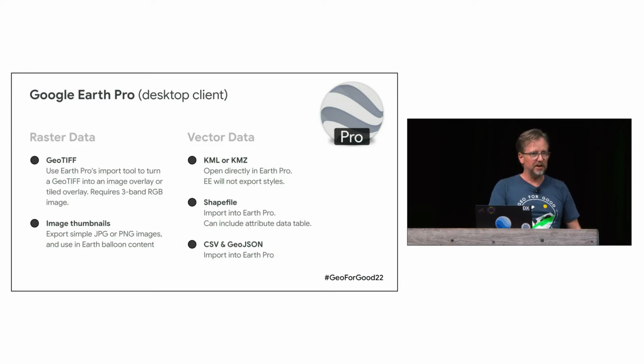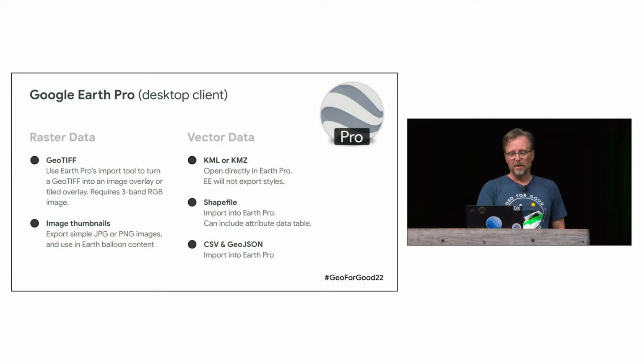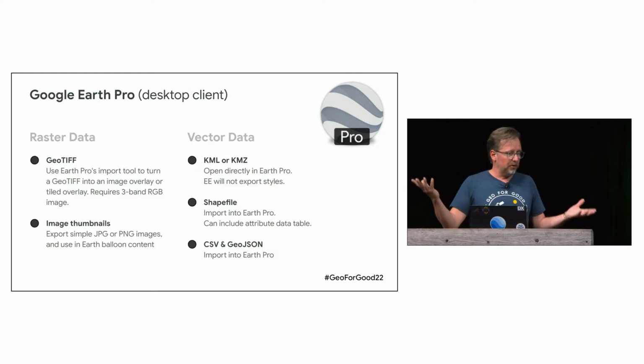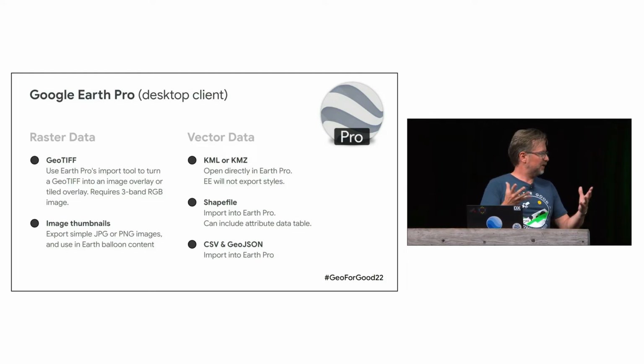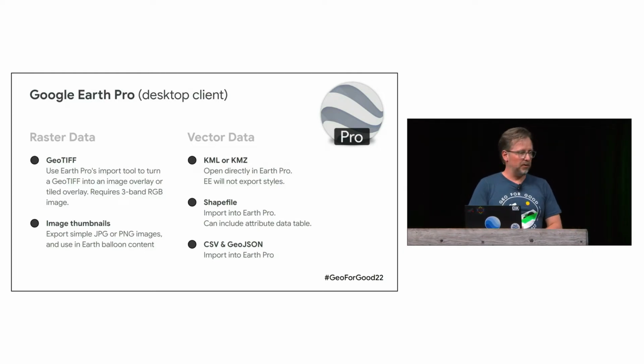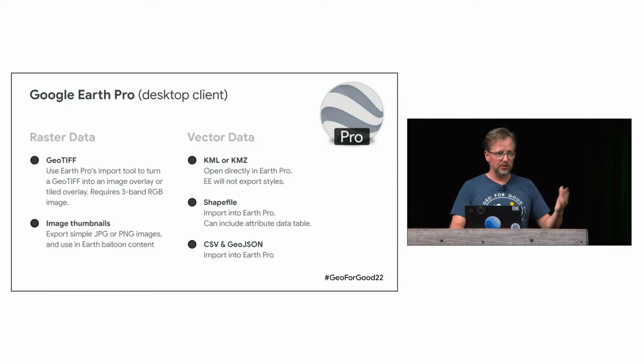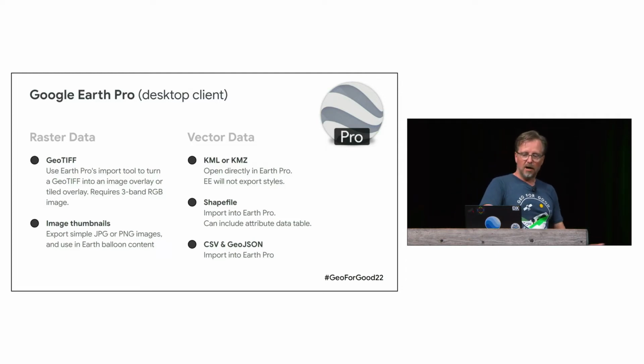So that's how you can bring GeoTIFFs into EarthPro. Another thing you can export from Earth Engine is the simple image thumbnails, and those, of course, can be used in things like your balloons or other stuff like that. On the vector data side, you can export KML, and of course, EarthPro can bring in KML. That's its native language, what it speaks.